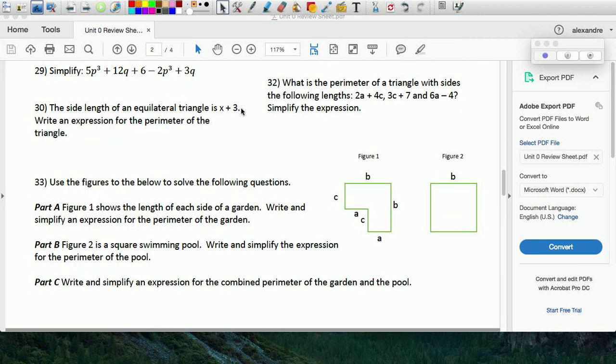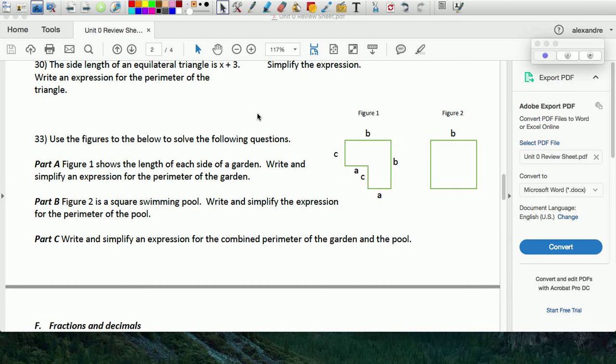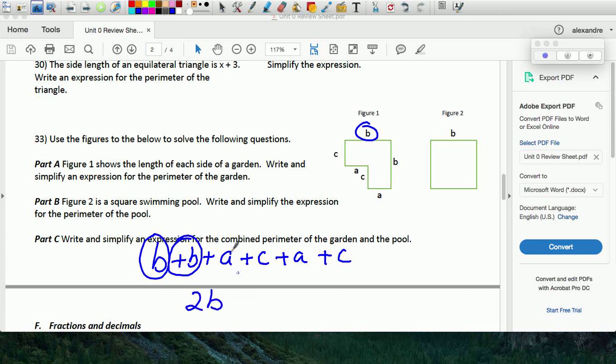13. Use the figure below to solve the following questions. Okay, so let's write an expression for the perimeter. So here's a garden, right? So we want to find the perimeter. Let's start with this one: b plus a plus c plus a plus c. So combine the like terms: we can add the b with a plus b, and then get 2b. Then we have an a plus another a, and we got plus 2a, and c plus c is plus 2c. So combining all the like terms, that's what I get.